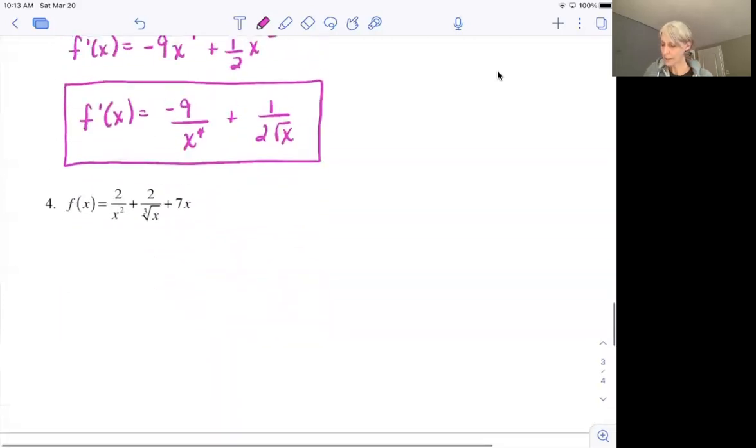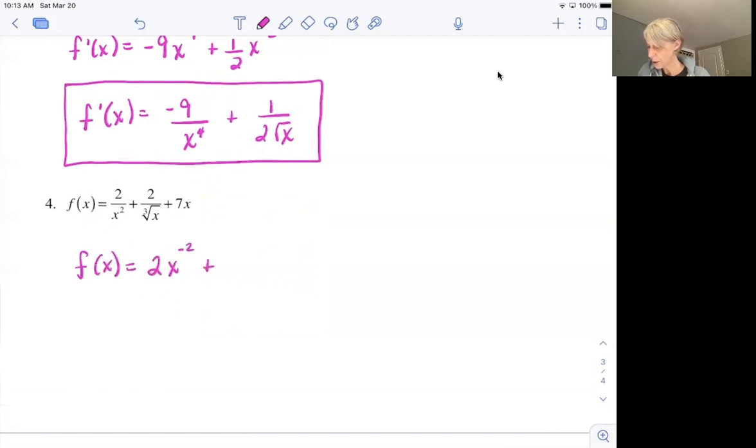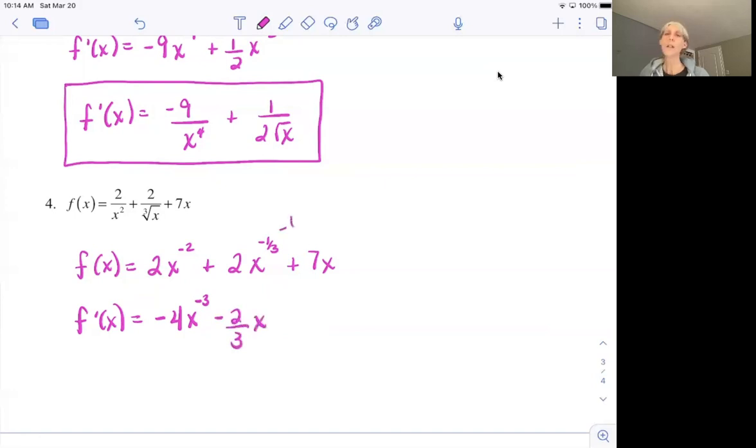Let's look at one more example together. Rewrite, don't forget that rewrite step, it's critical. 2x to the negative 1/3 plus 7x. Now I'm going to take the derivative of each term. Negative 4x to the negative 1/3. Negative 1/3 times 2 is negative 2/3. x to the negative 1/3 minus 1, negative 4/3. The derivative of 7x is just 7.